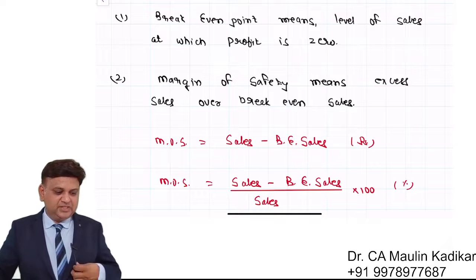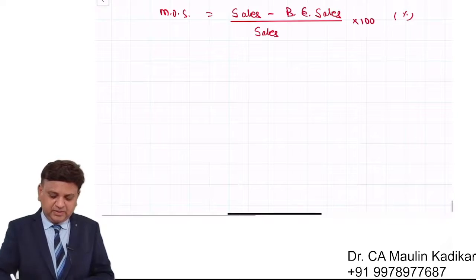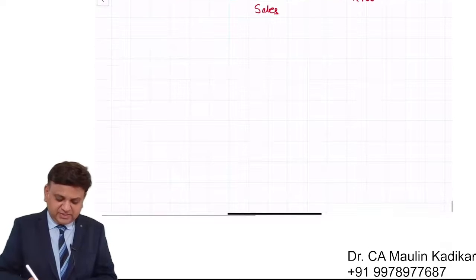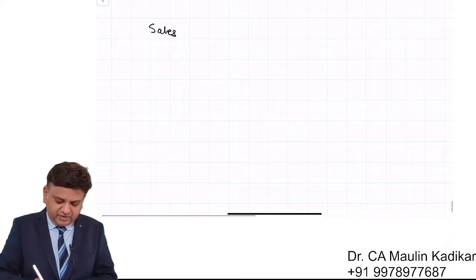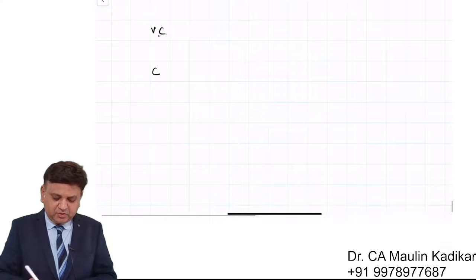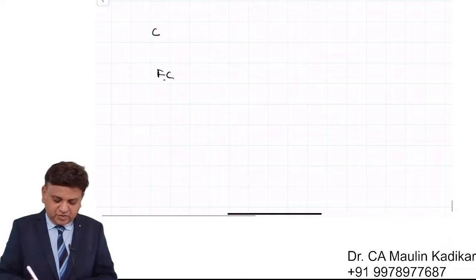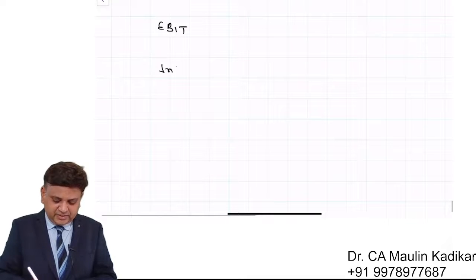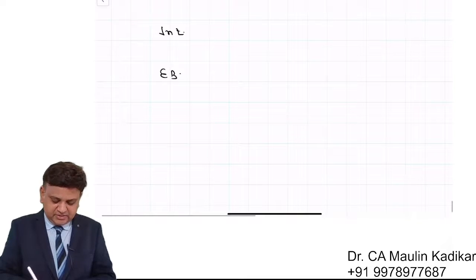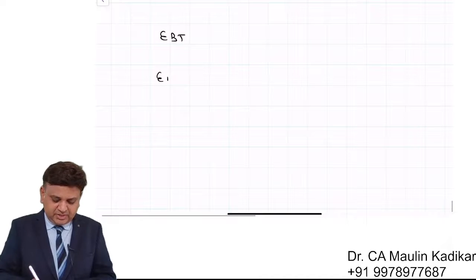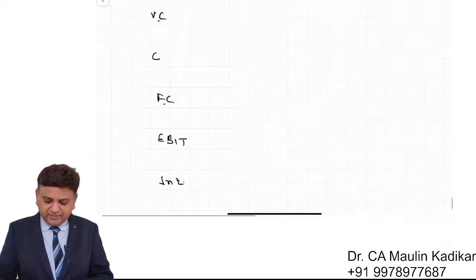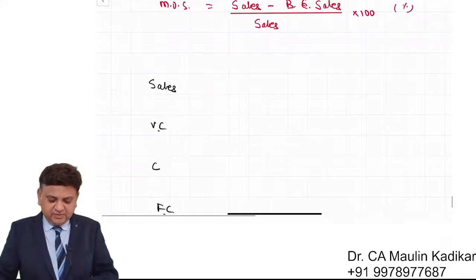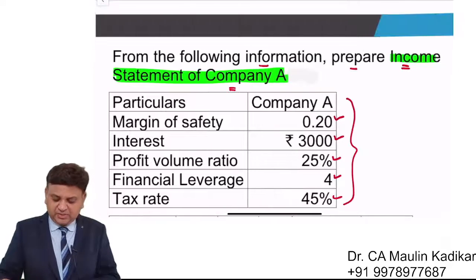Friends, over here the question says you are required to prepare the income statement. What does it mean? It means you are required to calculate what would be the sales, the variable cost, the contribution, the fixed cost, the EBIT, amount of interest, earning before taxes, and since income tax rate is given, earning after taxes. You have to prepare a statement like this, and that is what is asked in the question, that is preparation of the income statement.